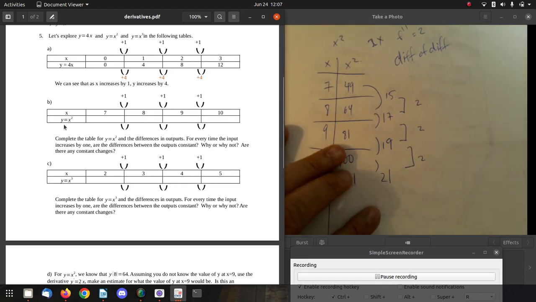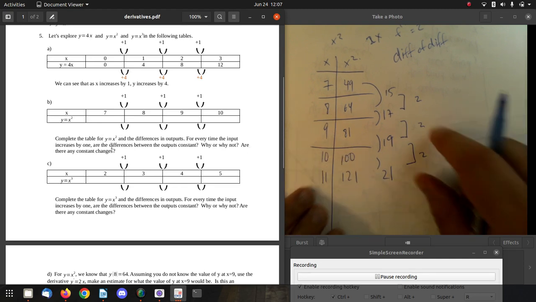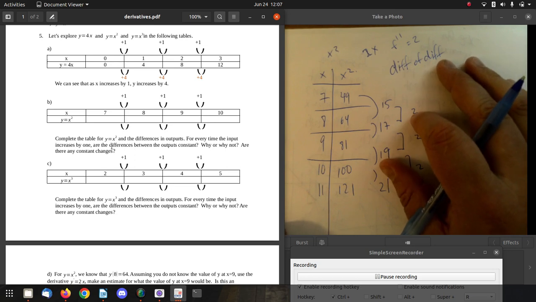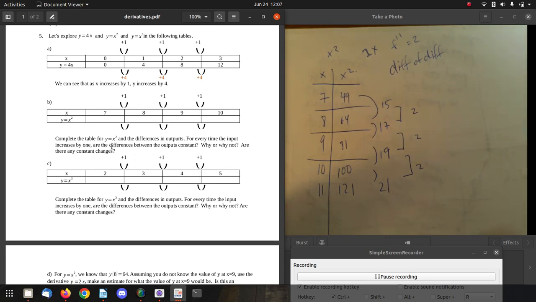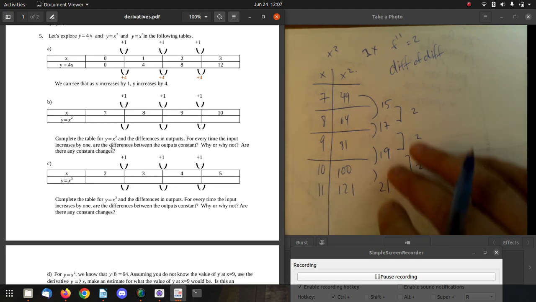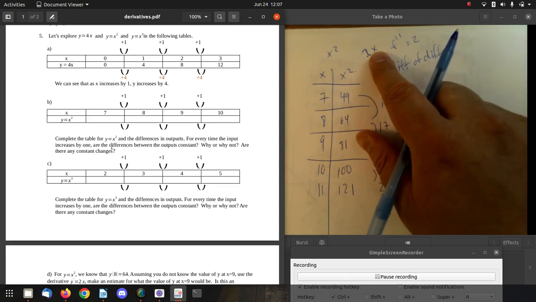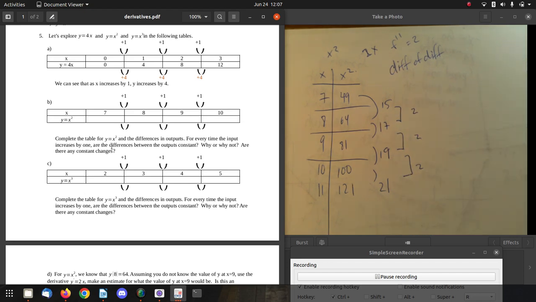See if you can make a prediction, and then they say why or why not. Are there any constant changes? So I'm kind of touching upon the are there constant changes. The constant change is that the differences of the differences are constant, not the differences of the outputs. And so you just have to broaden or expand your lens to find something that's constant here. And that makes sense. When you do the second derivative, now you're taking the derivative of the derivative, and you're showing that those changes are constant.